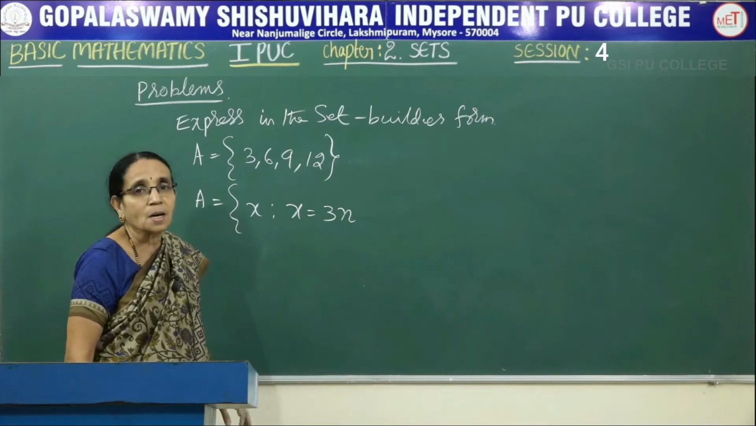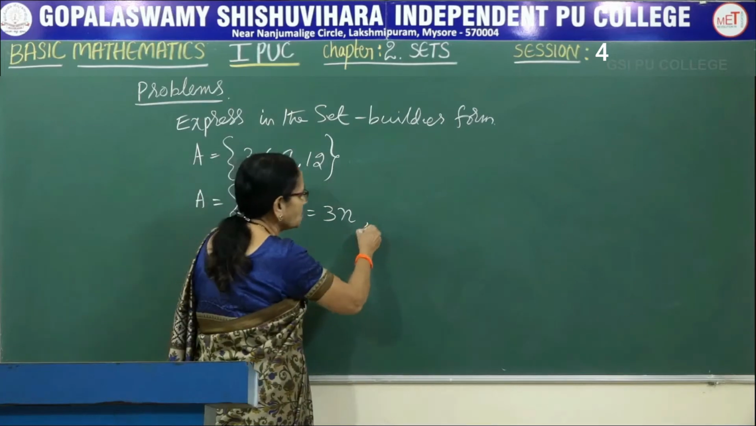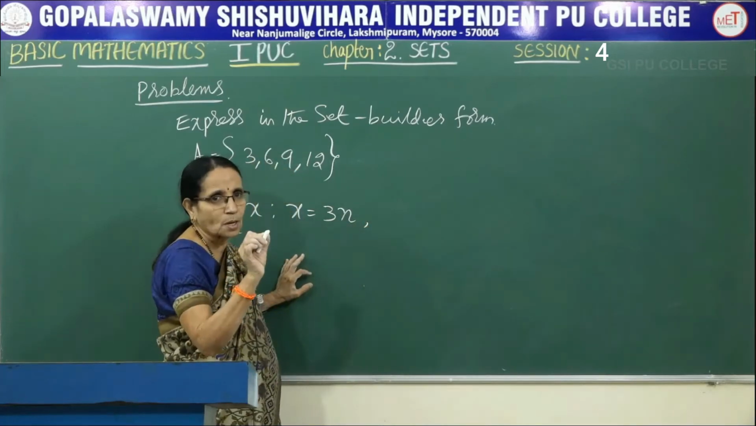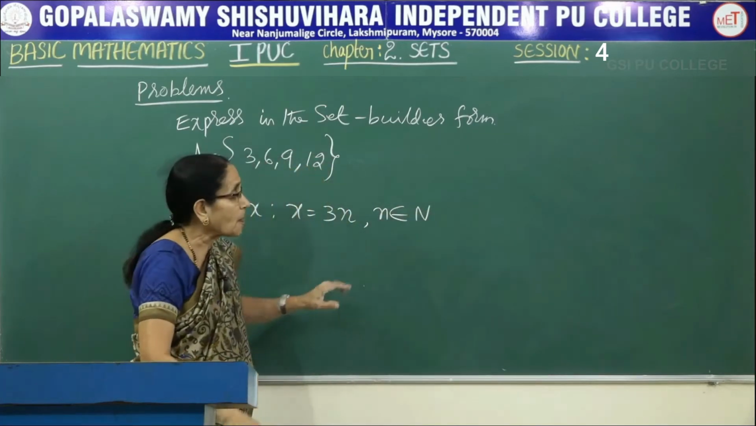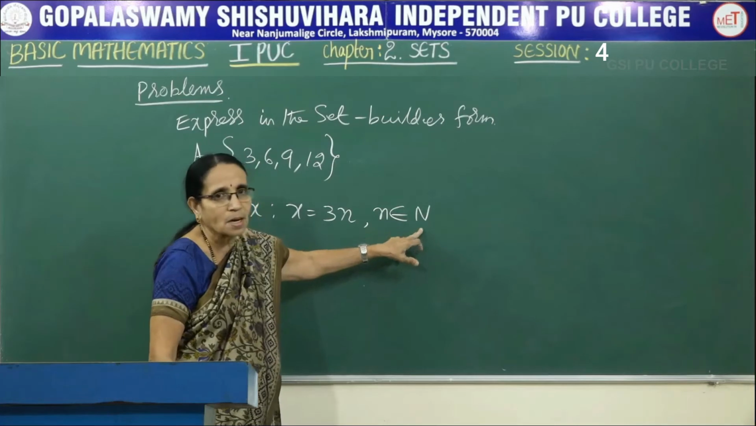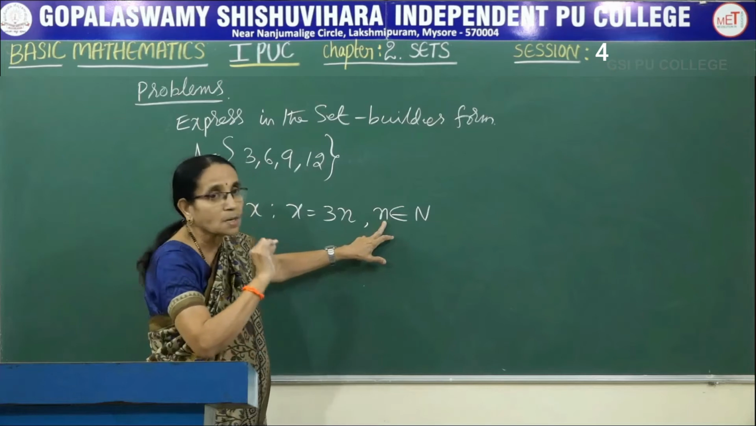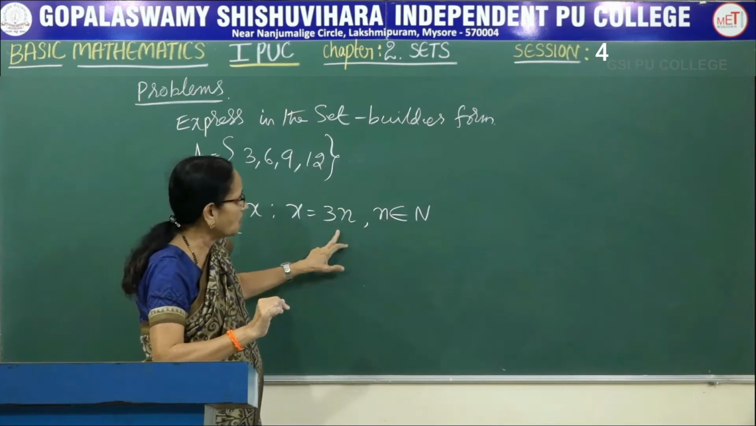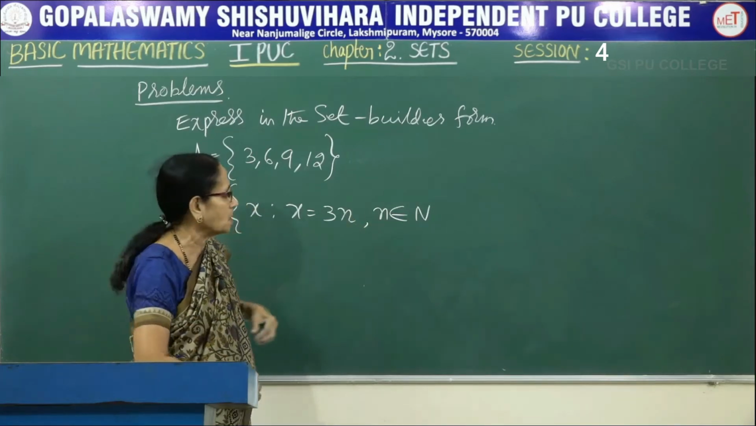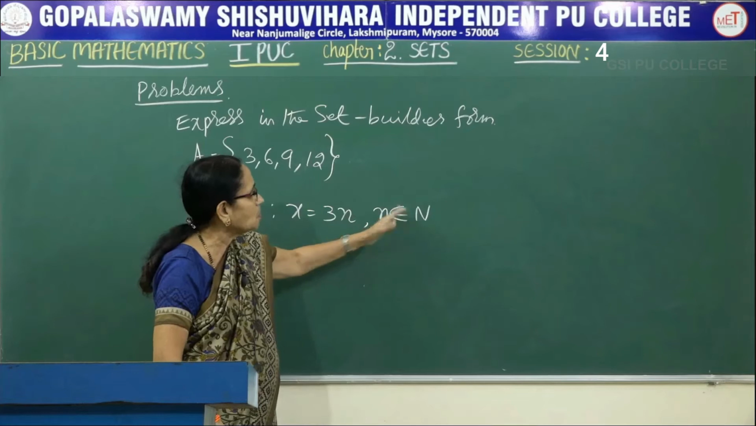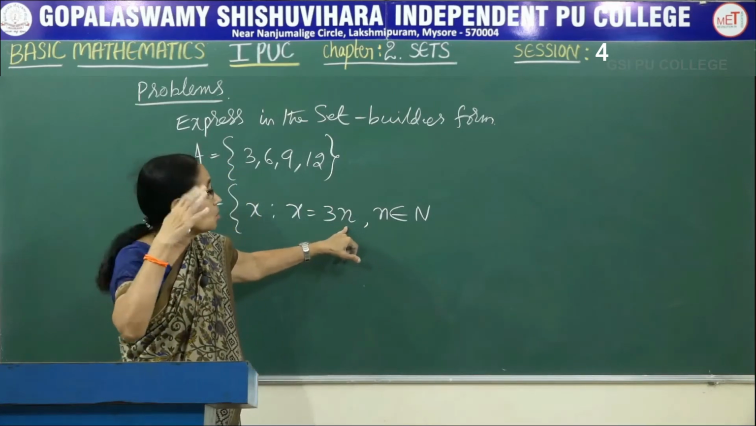But what is n here? n is a natural number. There are two ways. Either you can write the sentence "n is a natural number," or you can use the notation n belongs to N, because the capital letter N stands for the set of natural numbers. Both are correct. Now, if I simply say n belongs to N, n can take all the infinite values: 1, 2, 3, 4, 5, 6, 100 crore, anything.